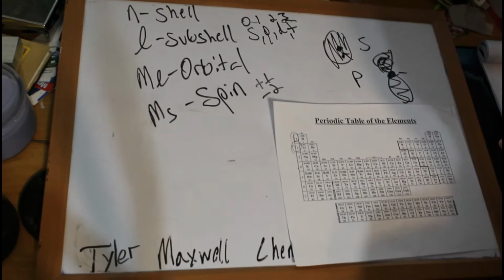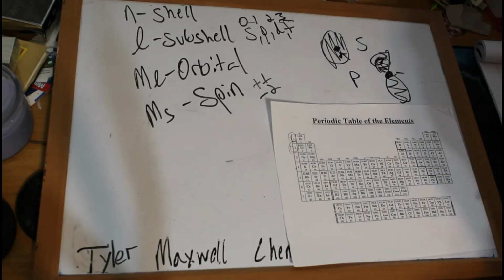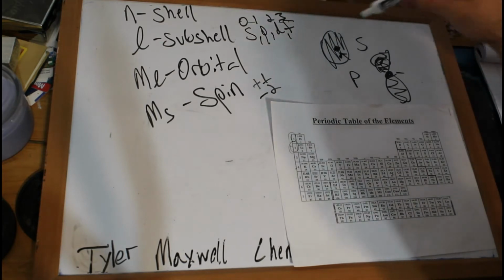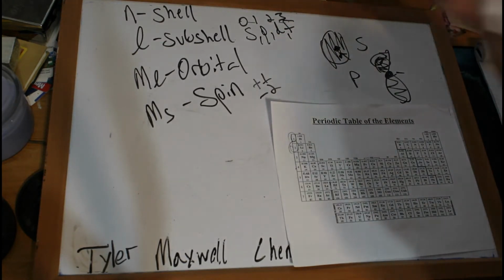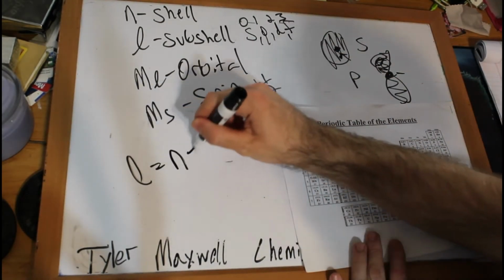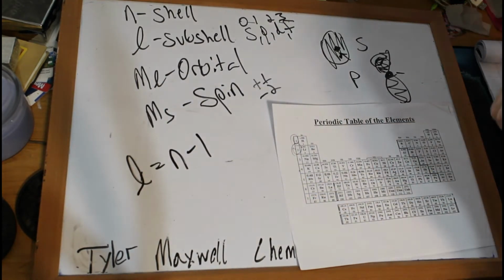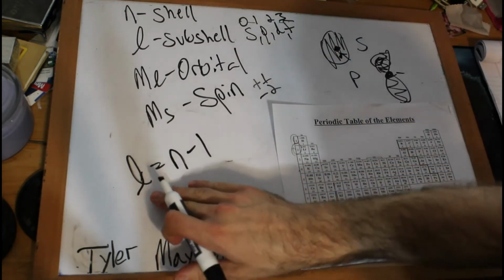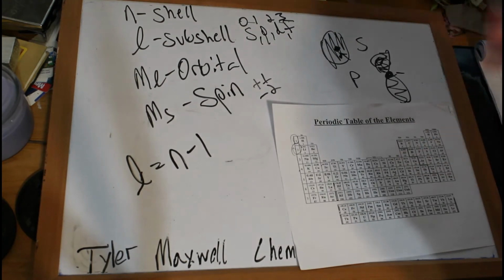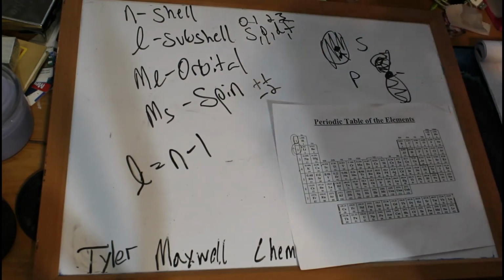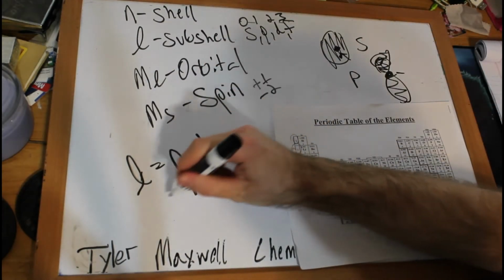Okay, but remember, not every energy level has all of the subshells. Some energy levels only have S, some only have S and P. So this is why L has to be equal to N minus 1. This is the general rule, where N is our principal energy level. So these are the values that L can be. So as we increase an energy level, we have more subshells available to us. So if the energy level is 1, we have 1 minus 1 is 0.